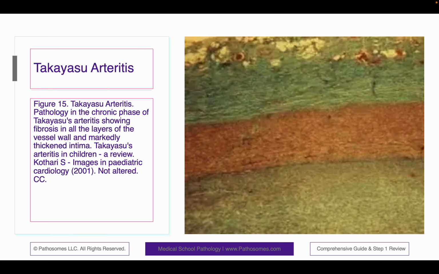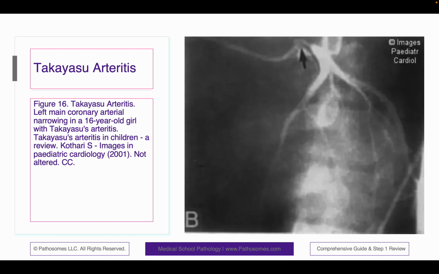Here we have an image showcasing pathology in the chronic phase of Takayasu arteritis, showing fibrosis in all the layers of the vessel wall and markedly thickened intima. And this is in a child. Here we see the left main coronary arterial narrowing in a 16-year-old female with Takayasu arteritis. Do you think she would have presented with pulseless disease?